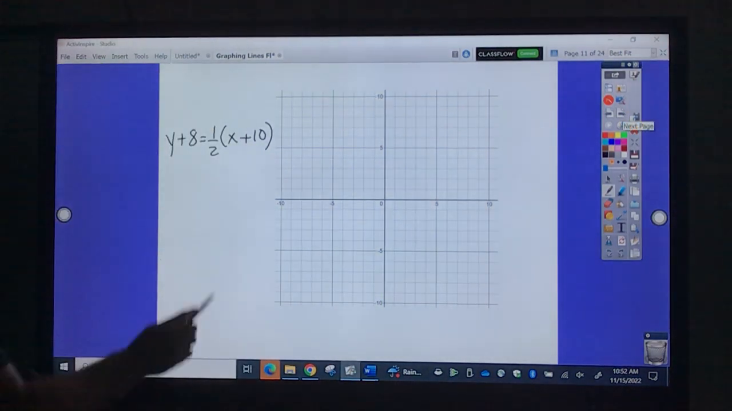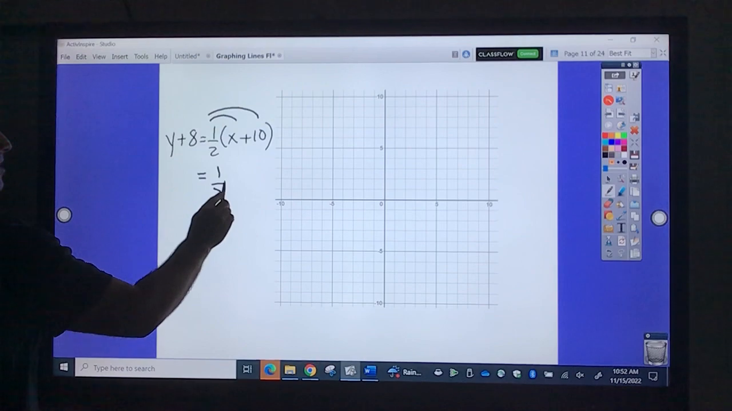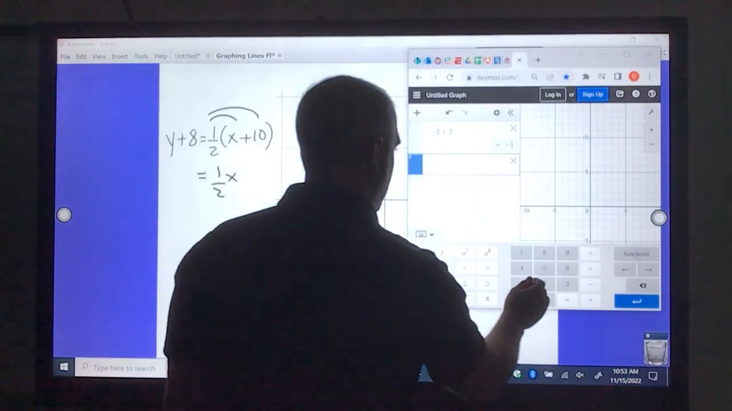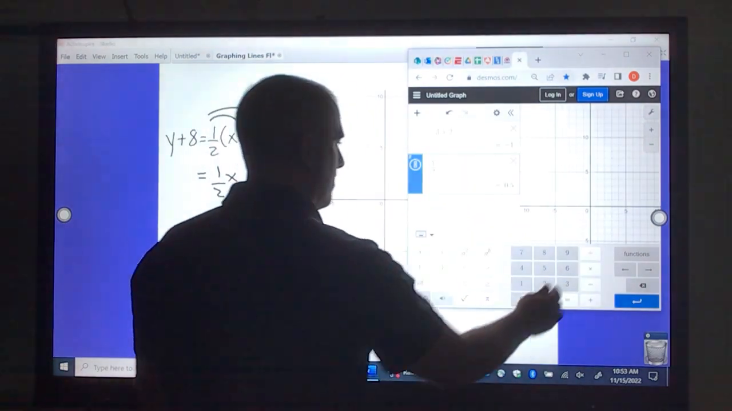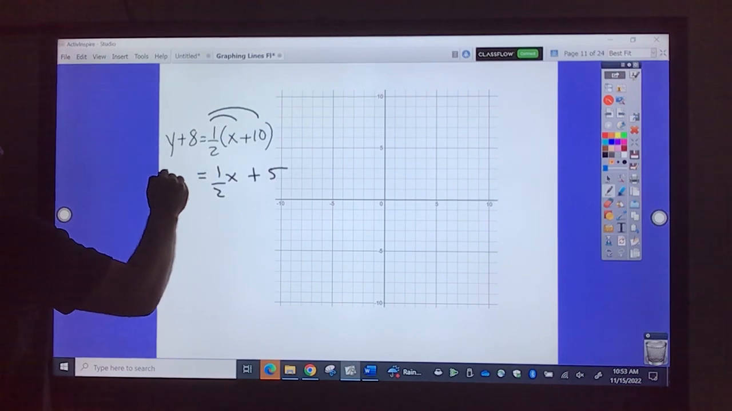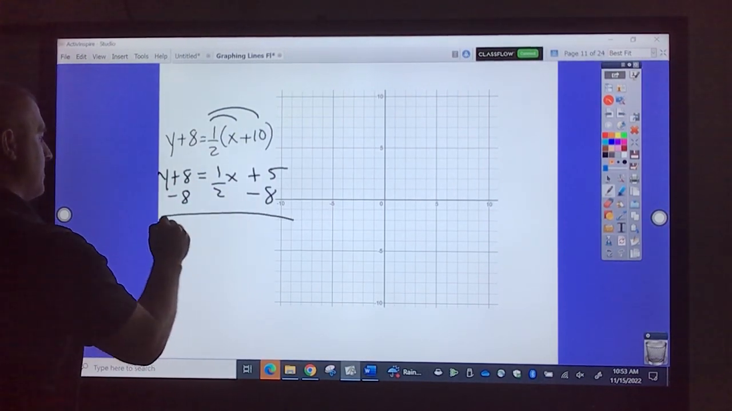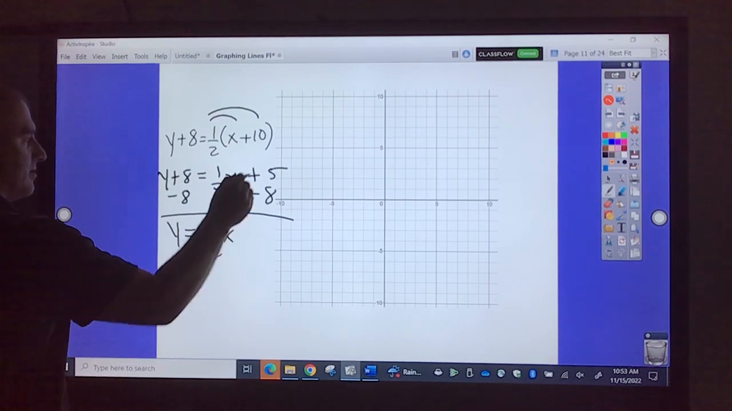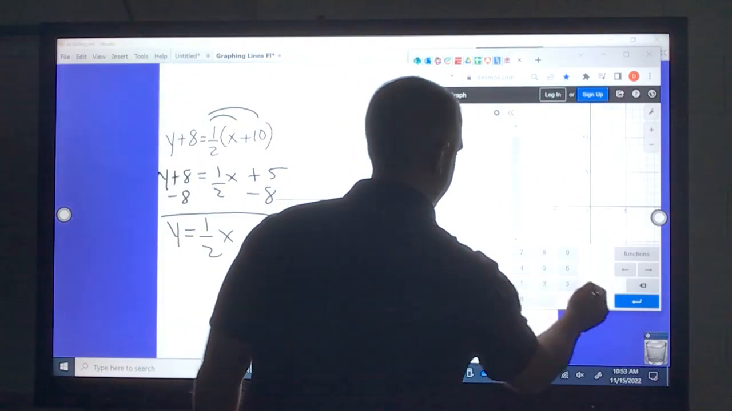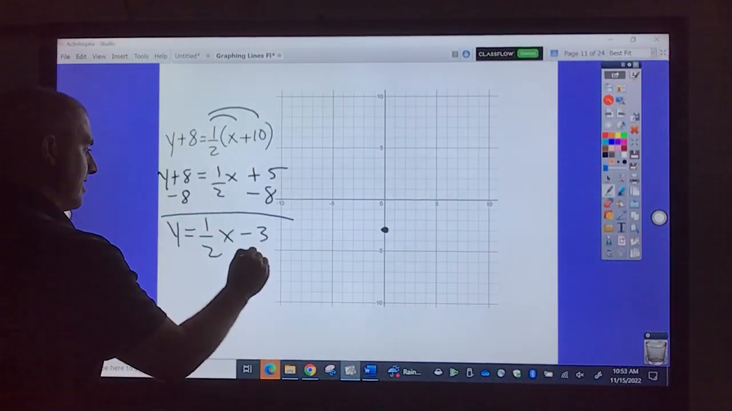All right, so this one, I want to distribute. 1/2 times x is 1/2 x. 1/2 times 10. Let's say you don't know how to do that. Just do 1 divided by 2, click over here, times 10. That gives me +5. And I got y plus 8. So I want to get rid of this 8 by subtracting 8. 1/2 x, +5 minus 8 is -3. So that's -3 for the y-intercept.